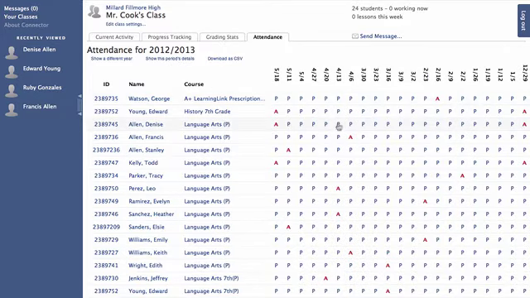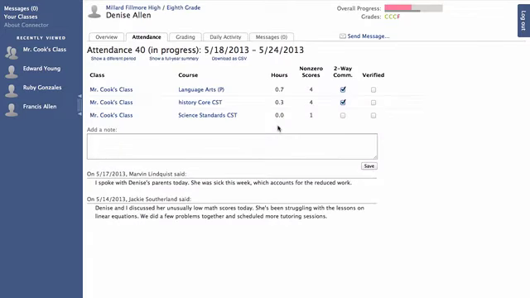If you click on one of these periods to get more information, like say I want to know more about Denise Allen's absence during the week of 5/18, then if I click on that, it shows me Denise Allen specifically in the week that I clicked on. And here we have the same information that we saw in the details report for Denise Allen, her hours, her non-zero scores, and here, if I'm a teacher with proper privileges, I can set whether I've had two-way communication with this student during this week, or whether this student has a verified absence.